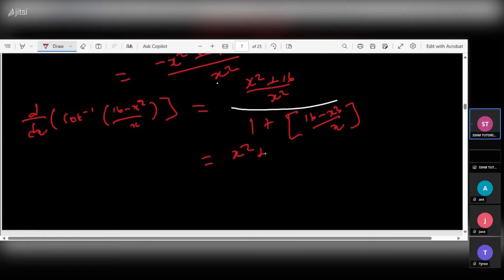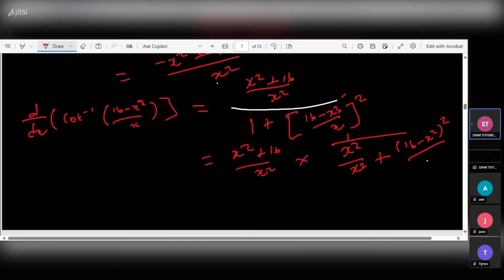So for us to understand, we can put this one down. We're going to have x squared plus 16 divided by x squared times 1 divided by the main division, which is this one. Oh sorry, this is a square, right? So here we can square this. For us to save time, x squared divided by x squared is the same as this one. Also we have (16 minus x squared) all squared divided by x squared, so here we have the same denominator.